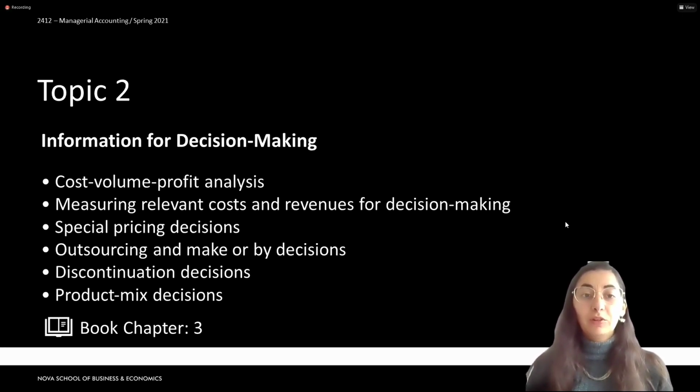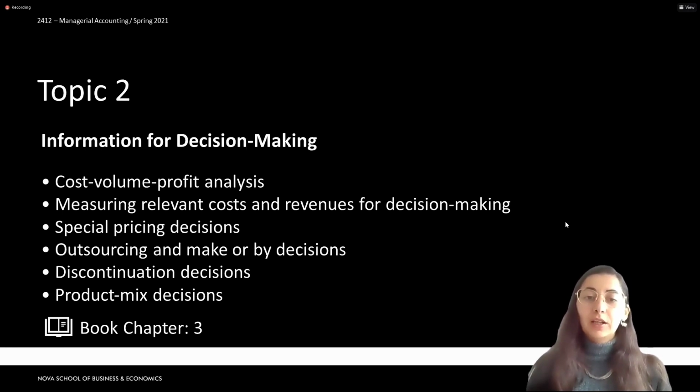We have been talking on topic 2, information for decision making. Last week we had some examples on types of information. We talked about cost, volume, profit analysis, so the break-even point, margin of safety. We talked about operating leverage. We did several examples on that. You also have some exercises on Moodle to practice.